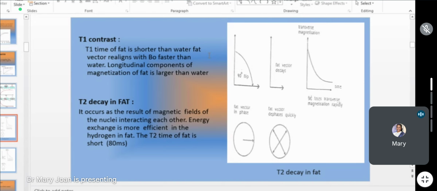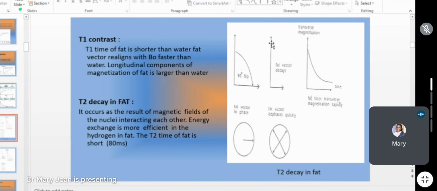So T2 decay in fat occurs as the result of magnetic fields of nuclei interacting with each other. Energy exchange is more efficient in the hydrogen in fat. The T2 time of fat is short. That is what is expressed in the graph here. Fat loses transverse magnetization rapidly, and the fat vector in phase and dephase is shown in the circular diagram, and the magnetization is shown in the form of a graph.